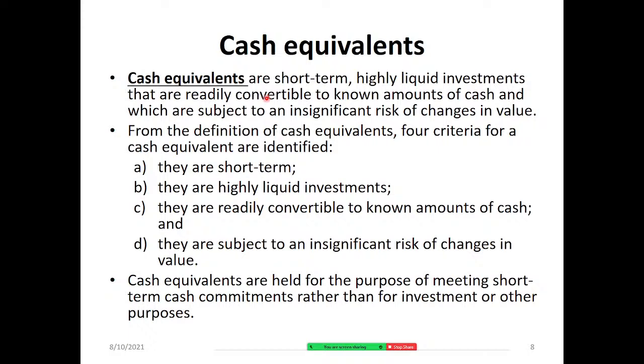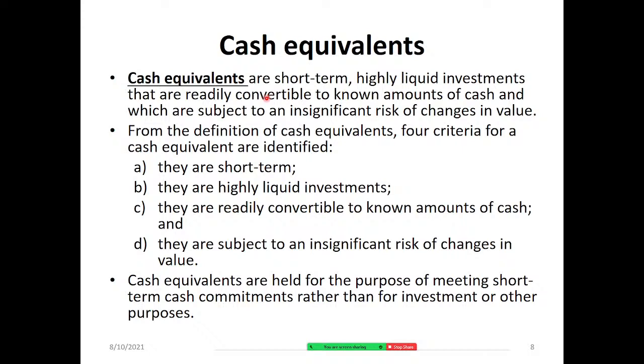So cash equivalents are short-term, highly liquid investments that are readily convertible to known amounts of cash and which are subject to an insignificant risk of changes in value. From this definition, four criteria for cash equivalent are identified. First, they are short-term, which generally means below 3 months maturity of any investment. They are highly liquid, so they can very quickly be converted into cash, and they are readily convertible to known amounts. So an instrument with a value of 10,000 can be converted into 10,000.